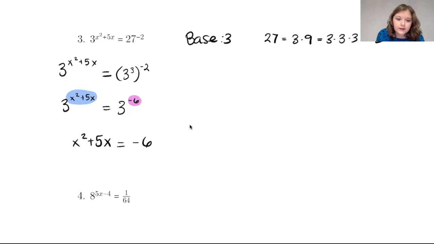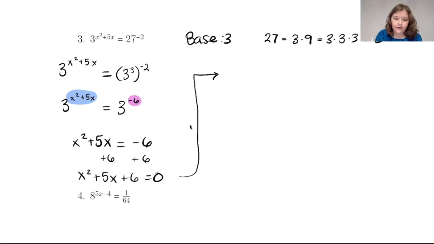Okay, so now we have x squared plus 5x equals -6. This is a quadratic, so what we'll have to do is get it to one side and then either use the quadratic formula or factor. This one factors nicely, so I'm going to factor it. So I'm going to add 6 and get x squared plus 5x plus 6 equals 0. I'll move up here and I will factor that.